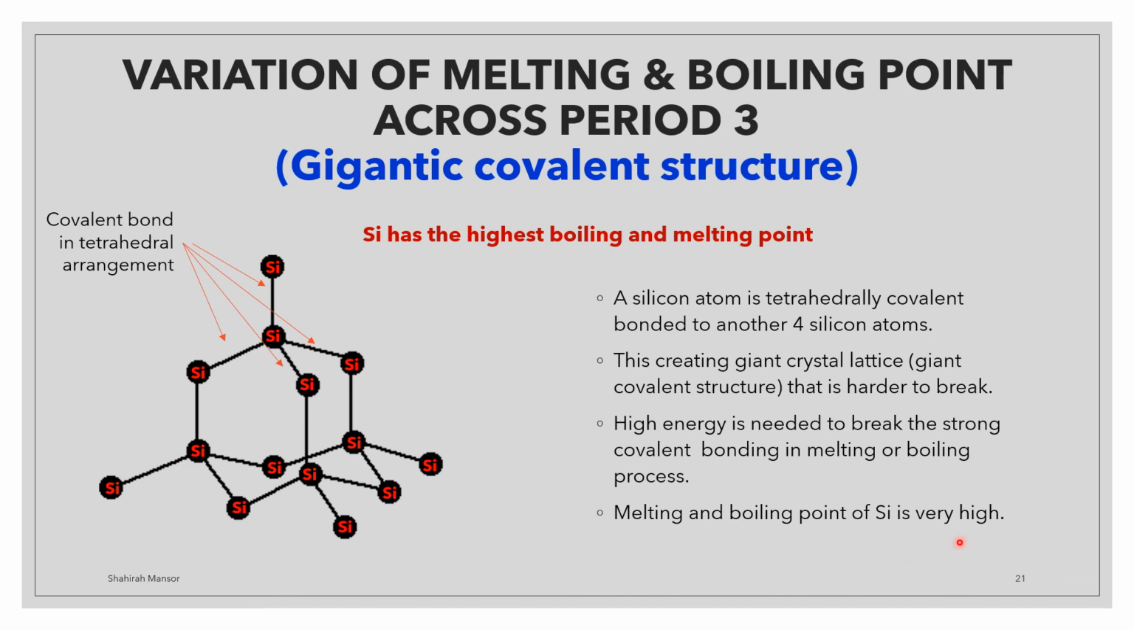And in fact, the melting and boiling point untuk silicon ini adalah the highest among the elements in period 3. Apa reason dia? Kerana silicon mempunyai gigantic covalent structure. They have many covalent bonding between the atoms in the giant lattice of silicon.